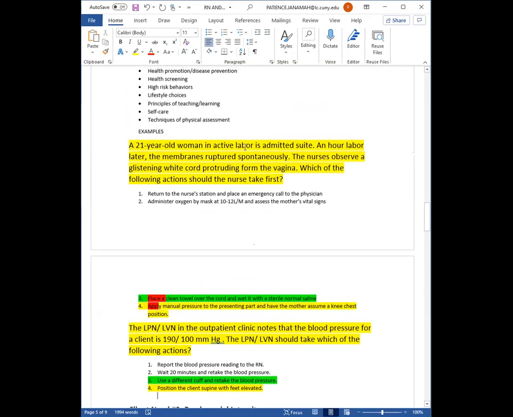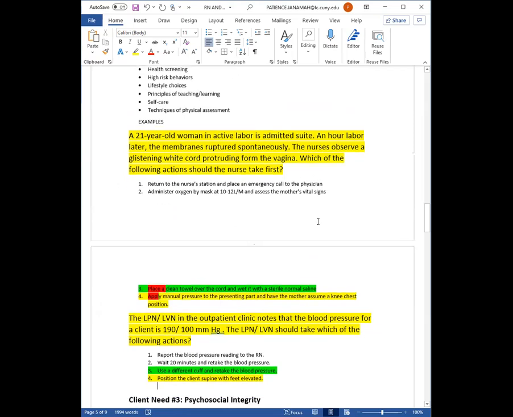A 21-year-old woman in active labor is admitted. An hour into labor, the membranes ruptured spontaneously. The nurse observes a glistening white cord protruding from the vagina. Which of the following actions should the nurse take?